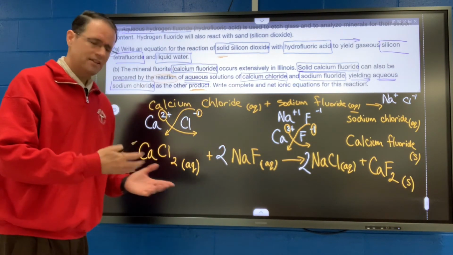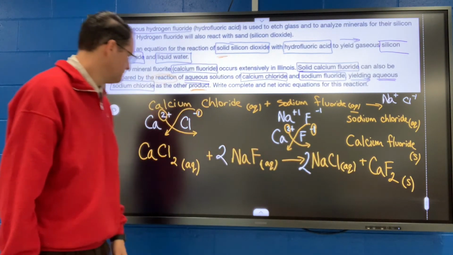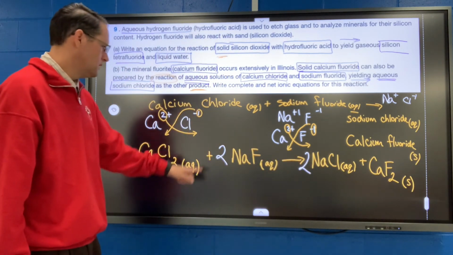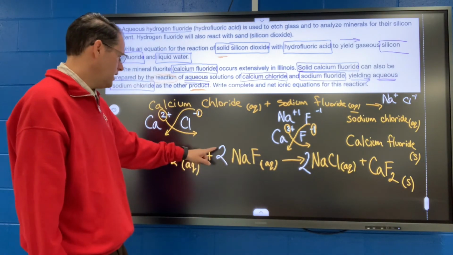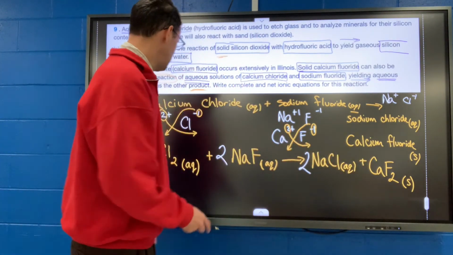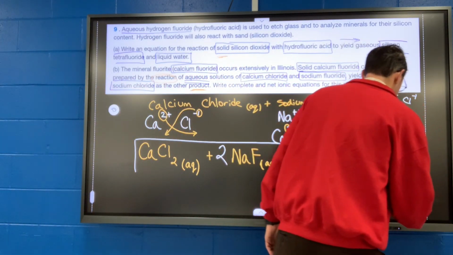I think I might have it. Let's double check everything. So 1 calcium, 1 calcium. 2 chlorines, 2 chlorines. 2 sodiums, 2 sodiums. That's good. And then 2 fluorines and 2 fluorines. So every atom is balanced. That gives me my final answer here.